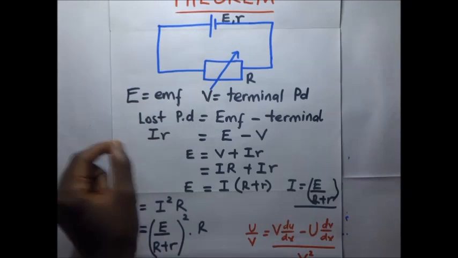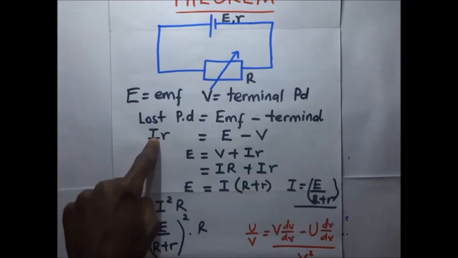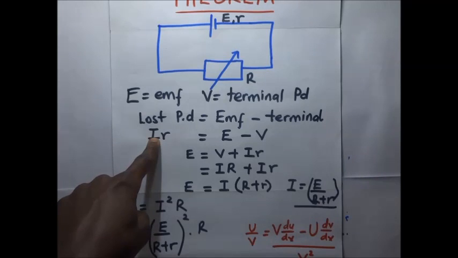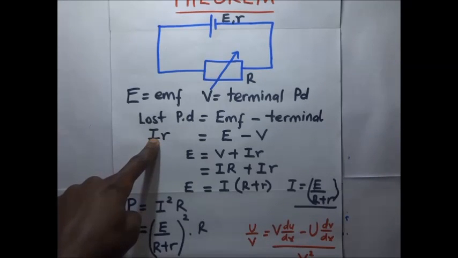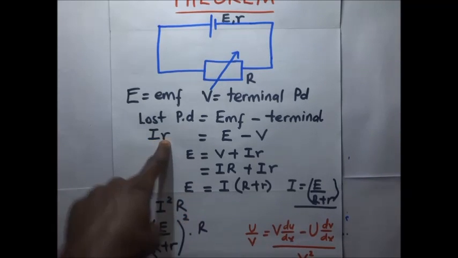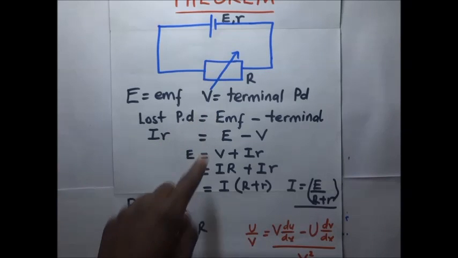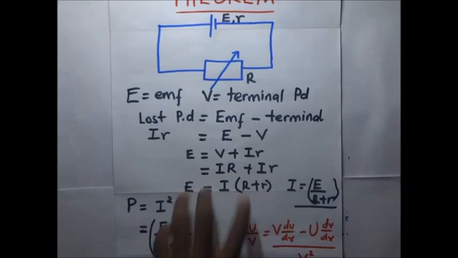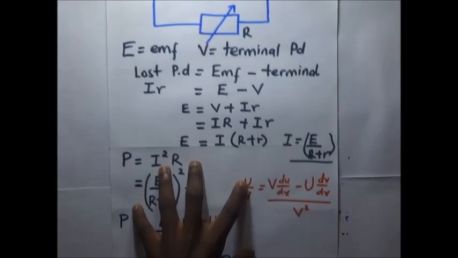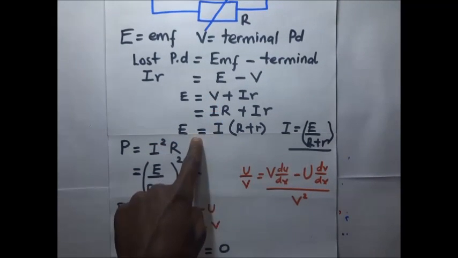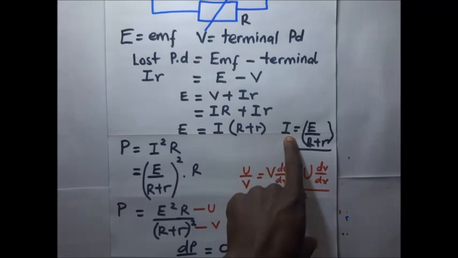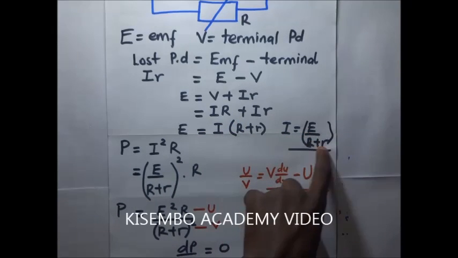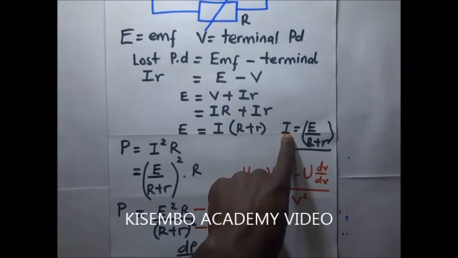So that PD that is lost is what we get by multiplying the current supplied by the source times the internal resistance of that cell. So Ir is going to be equal to EMF E minus V. And when we make I the subject of the formula, we get that I is going to be equal to E over R plus r. This is the current that is flowing through that circuit.